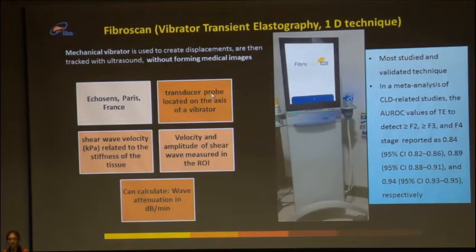Like I said, the transducer probe is along with the axis of the vibrator. So there is a vibrator behind and the probe is mounted on top of the vibrator. So it's one appliance, one structure. This is the one. The vibrator is here and that's the probe. And then we calculate the velocity and amplitude of the shear wave, which is measured back from that segment which we are examining. And it calculates even the wave attenuation.